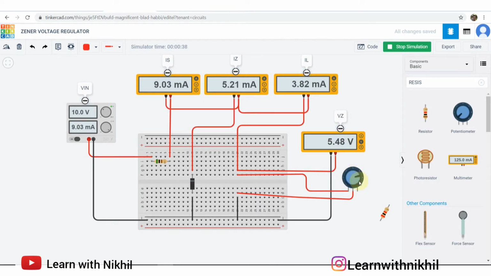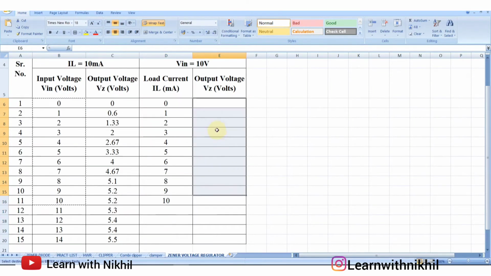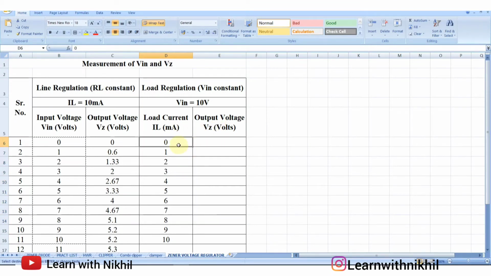I am varying it, as you can notice in the VZ. Even if I am varying, the voltage across the Zener diode is at 5 volts only. However I lessen or increase it, it is around 5 volts only. So this is the reading. We'll get this 5 volts only here, because the output is constant at 5 volts if I vary the load current, keeping the input constant.